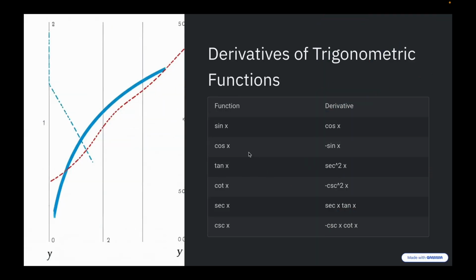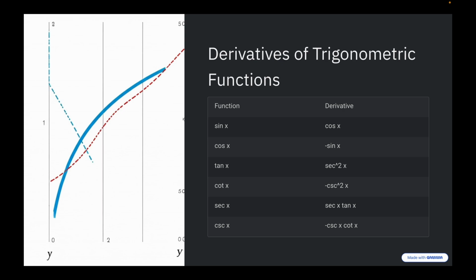The next basic concepts are the derivatives of the trigonometric functions. So, this handy table shows all the derivatives. If we have sine x, the derivative is cosine x. Cosine x derivative is negative sine x. Tangent of x is equal to secant squared x, not secant 2x. Cotangent of x is equal to negative cosecant squared x. The derivative of secant x is secant x tan x, and cosecant x is equal to minus cosecant x cotangent x.